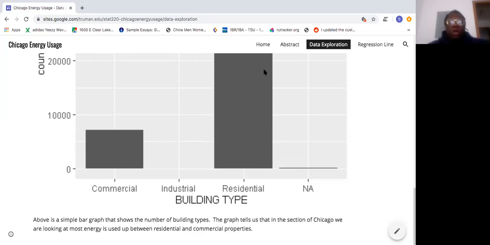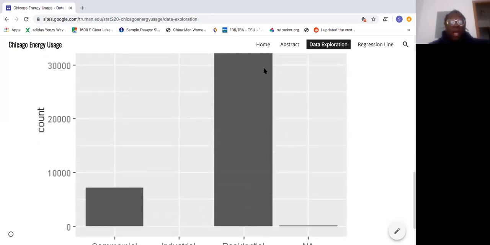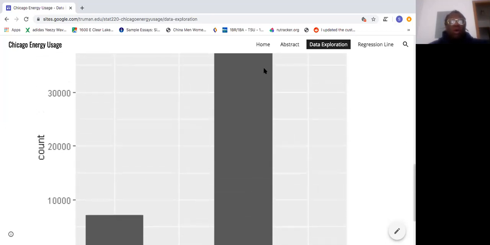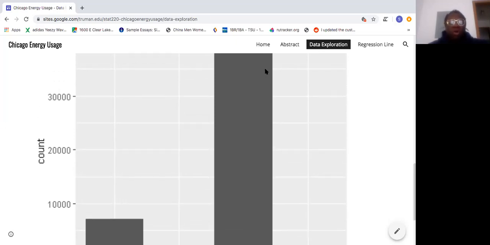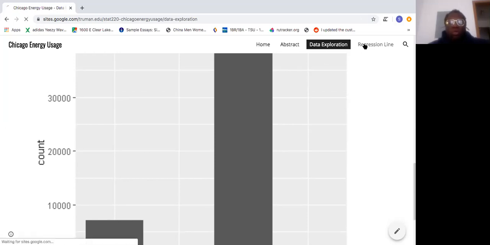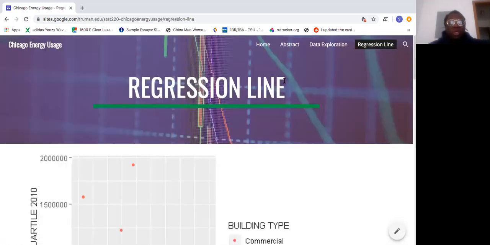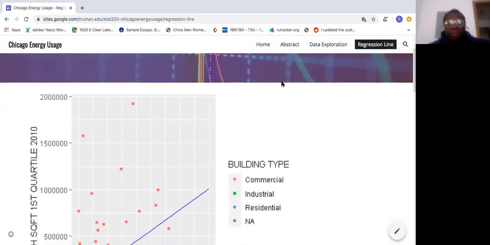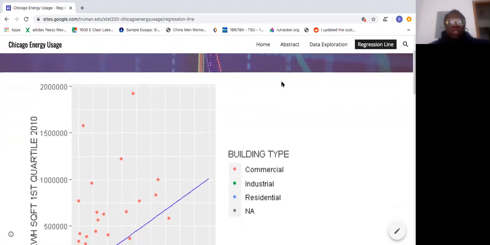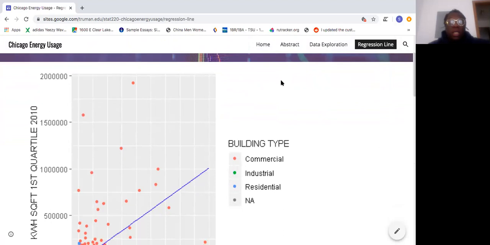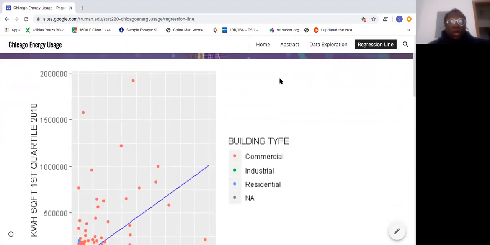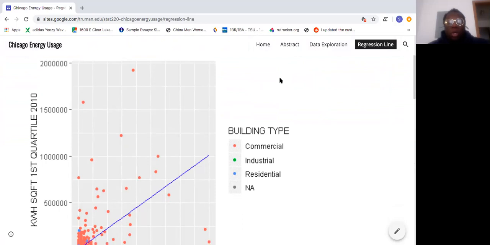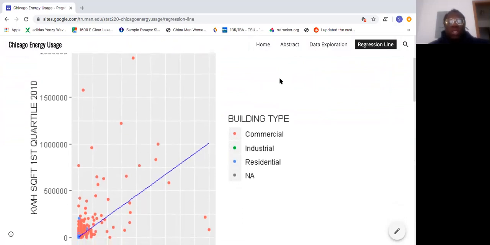So this simple bar graph shows a number of buildings and gives us sectional information about Chicago and how wattage is being used and how it is calculated as far as energy, which gives us a great analysis as far as the count. So I go over to the regression line that explains in more detail how commercial buildings compare among residentials, and see the correlation to see if the analysis is significant, and how it plays out as far as 2010.